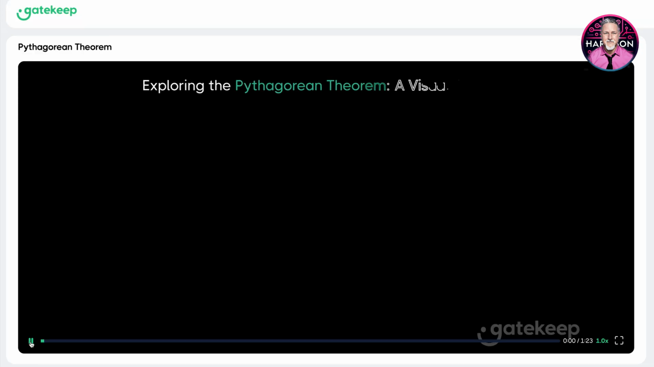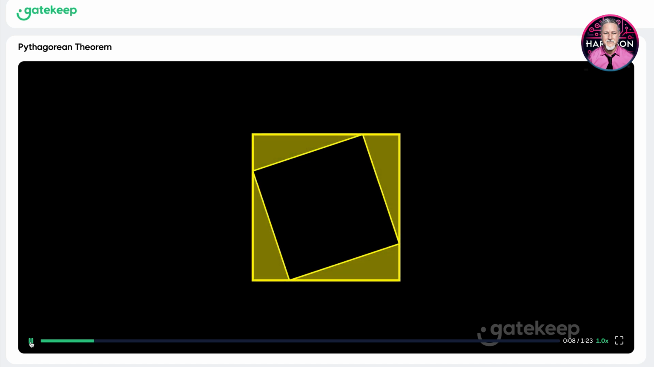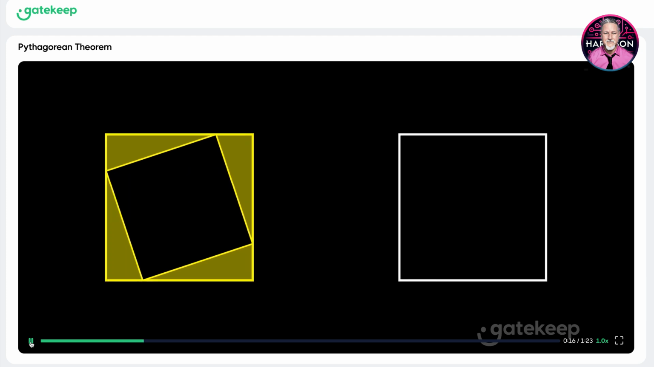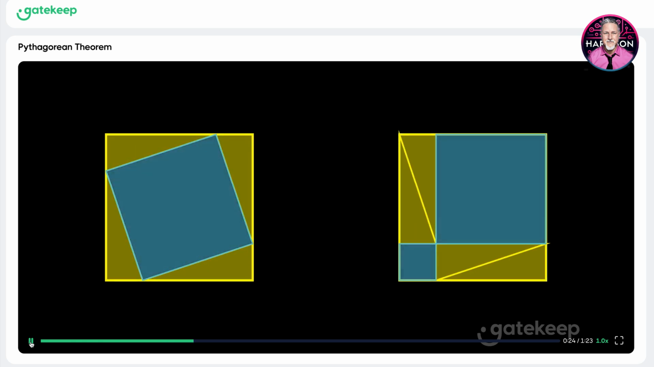In this video, we'll visually explore and prove the Pythagorean theorem. First, let's draw a large square and 4 identical yellow right-angled triangles inside it. Notice how these triangles form a smaller square in the center. Now, let's move the entire figure to the left and draw a similar setup on the right. We'll reposition the triangles to reveal the theorem's underlying geometry. The blue areas in both arrangements are equal, demonstrating the theorem.